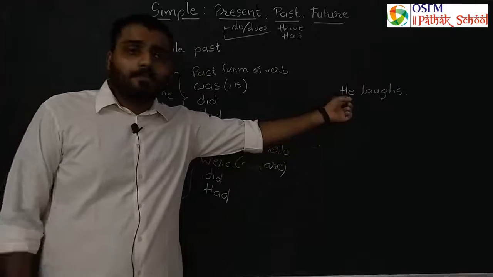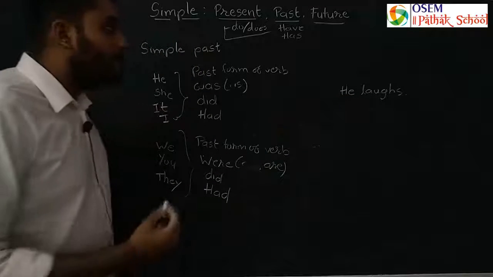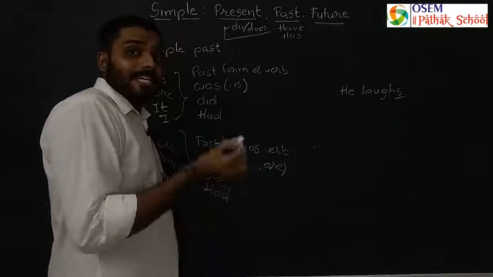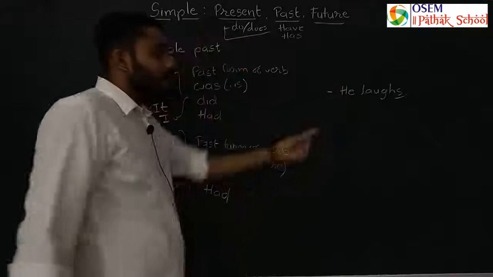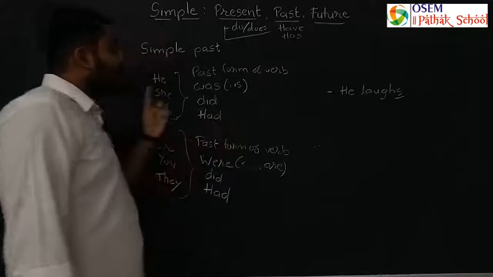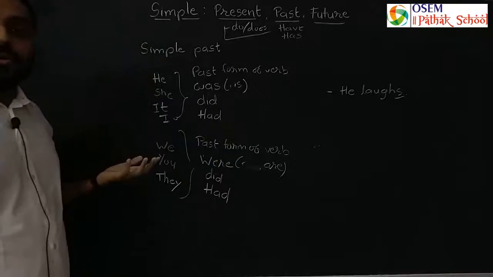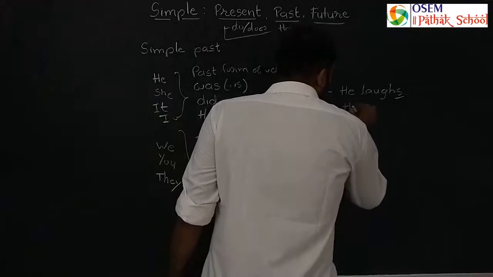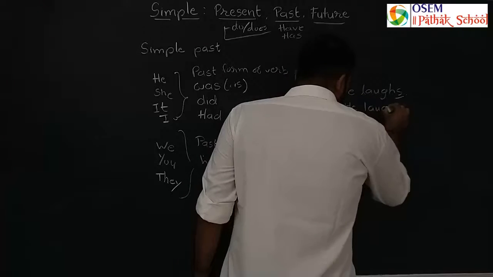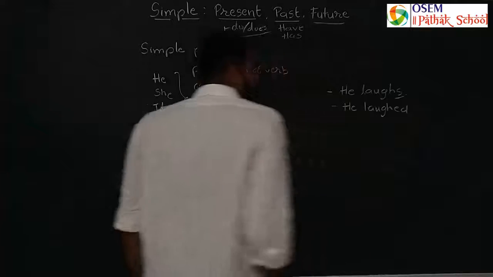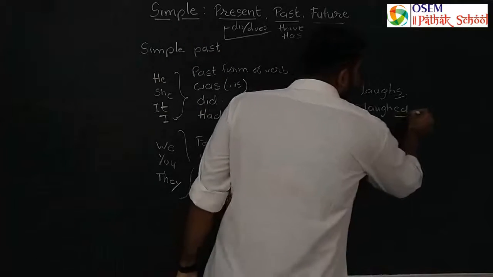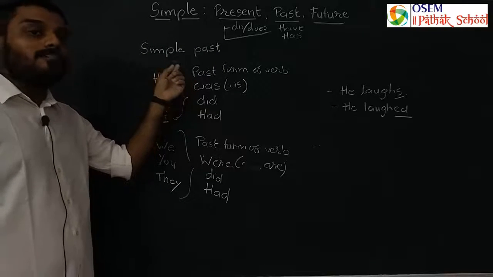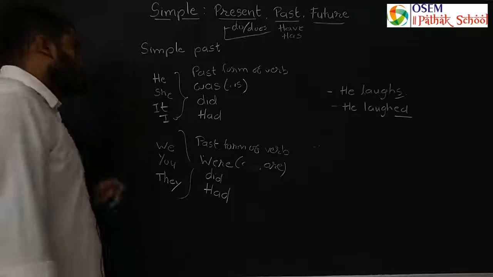So this is simple present tense. He laughs. Why? Because we added s. What did we add in simple present tense? S behind laugh, laughs. But in simple past tense, as you all know, we will have to make it a past form of verb. So it will become he laughed, and we added ed to the verb. Likewise, we will have to write the past form of verb with all these pronouns.